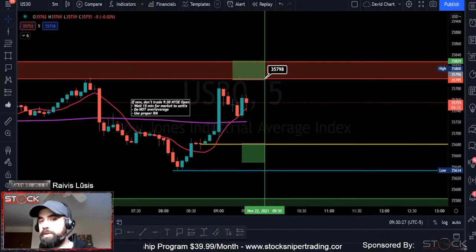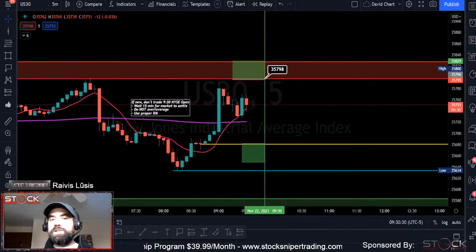Okay, so not much movement here. You can see the 930. No real fireworks just yet.